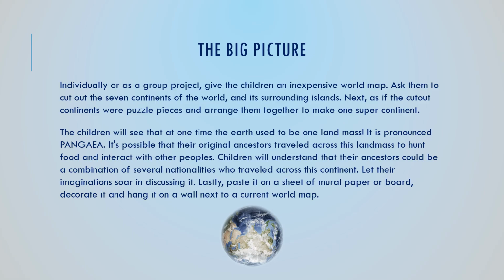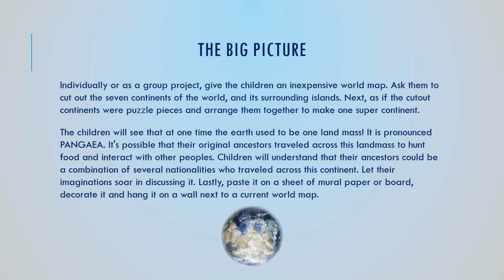Now, this is a surprise assignment for some children and maybe their parents. It's entitled The Big Picture. Individually or as a group project, give the children an inexpensive world map. Ask them to cut out the 7 continents of the world and its surrounding islands. Next, as if the cutout continents were puzzle pieces, arrange them together to make one supercontinent. The children will see that at one time the Earth used to be one land mass.